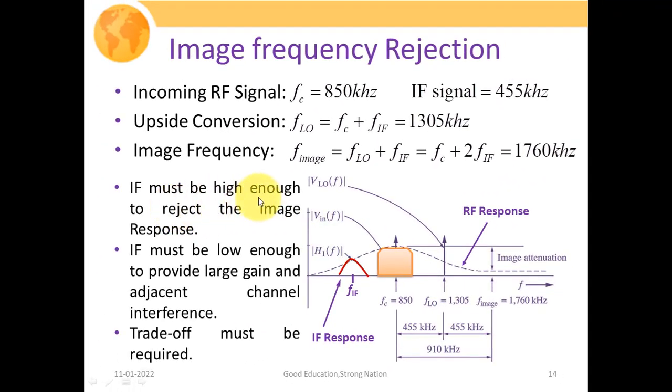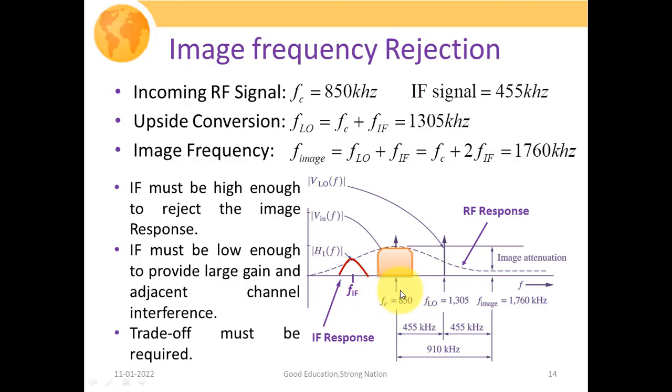So the intermediate frequency must be high enough to reject the image response. As we can see from this figure, it is better for the image frequency to be farther away from the central carrier-frequency-translated message signal. The farther away it is, the better, because at that point we will have very low amplifier gain. At the same time, the intermediate frequency must also be low, so that we can have high gain and adjacent channel interference suppression.